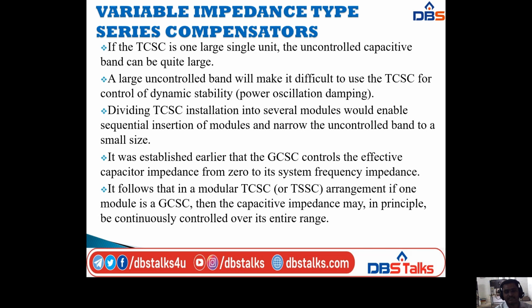It was established earlier that the GCSC controls the effective capacitor impedance from 0 to its system frequency impedance. It then follows that in a modular TCSC arrangement, if one module is a GCSC, then the capacitor impedance may in principle be continuously controlled over its entire range. This is the explanation for the variable impedance series compensators, that is TCSC and TSSC.